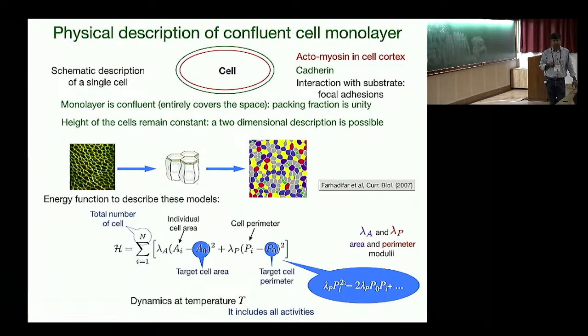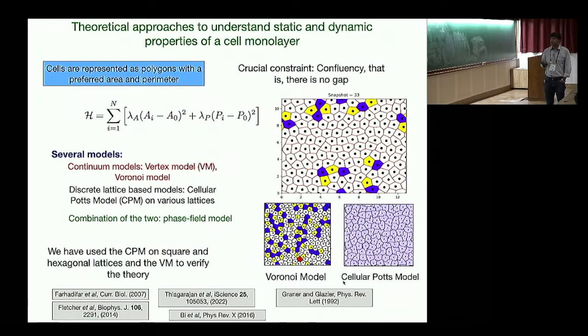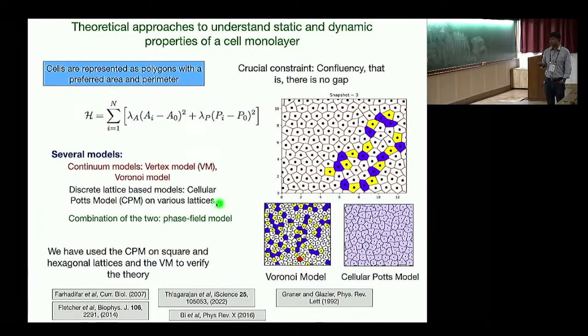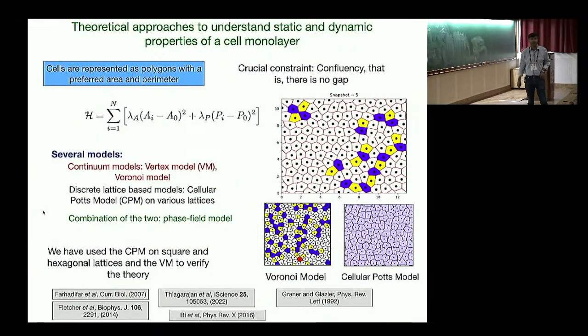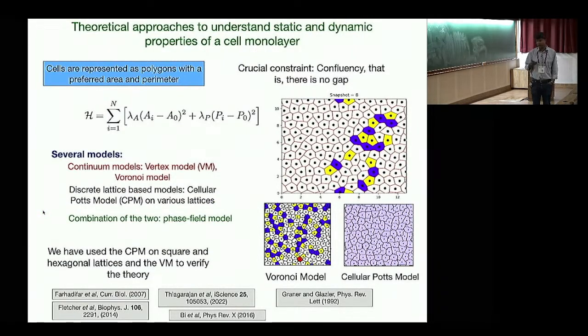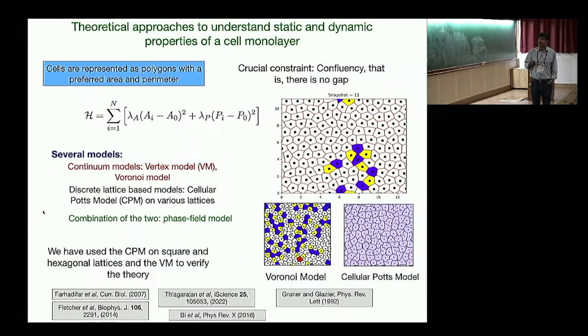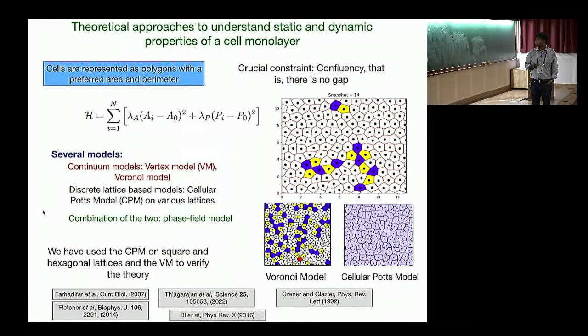Now given this energy function and the temperature, you need models of a confluent system. That means models where the cells entirely cover the space, and these models usually represent the cells as polygons. There are different types of model: continuum models known as the vertex model and Voronoi model, and discrete lattice-based models known as the cellular Potts model. You can simulate it on different types of lattice, like square lattice or hexagonal lattice. And then there is a combination of these two, which is known as the phase field model.